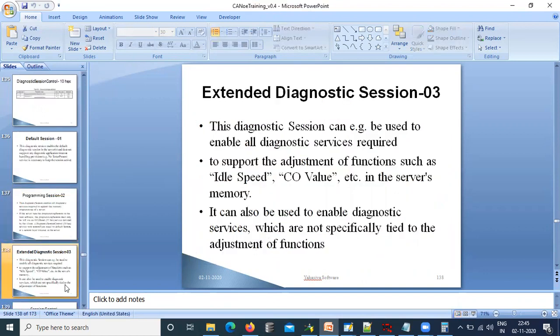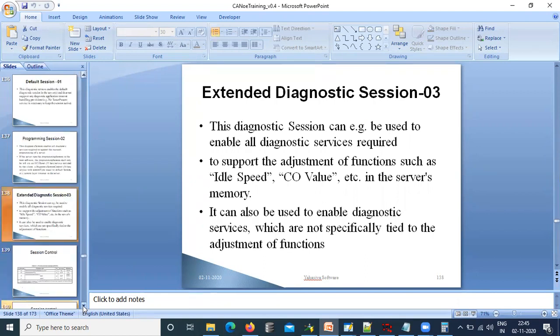Extended diagnostic session. This diagnostic session can be used to enable all diagnostic services required to support adjustment of functions such as idle speed, CO value. So if you want to do some sort of configurations or calibrations, you can use this diagnostic session. It can also be used to enable diagnostic services which are not specifically tied to the adjustment of functions. So we can also use this session to enable other diagnostic functions.